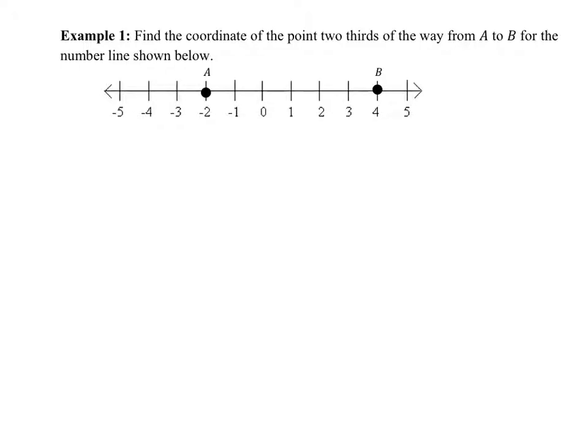I'll put a hint up in case you're struggling at all. So the hint is that these are 6 units apart, right? -2 to 4 is 6 units apart. And I want a point that's 2/3 of the way from A to B. So I want to start at A and go 2/3 of the way to B. I don't want to go all the way from A all the way to B. I want to go 2/3 of the way. So this is about half. I want to go somewhere in this region, right?